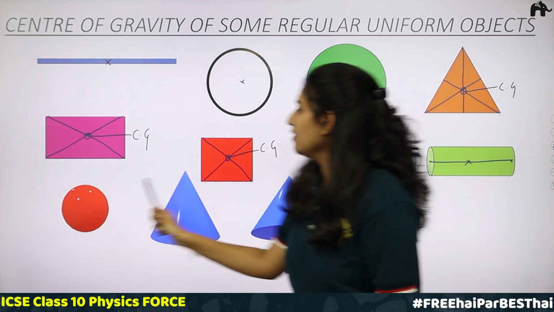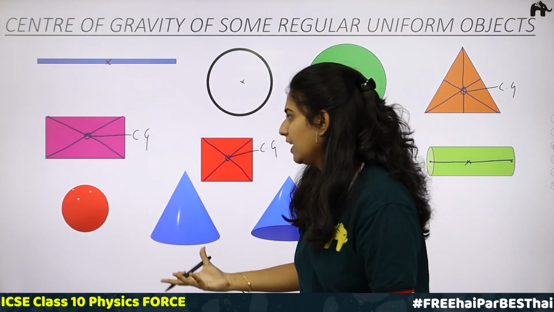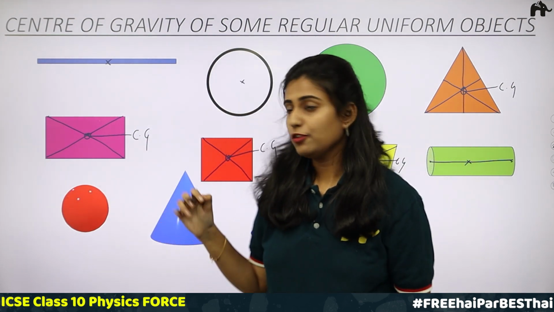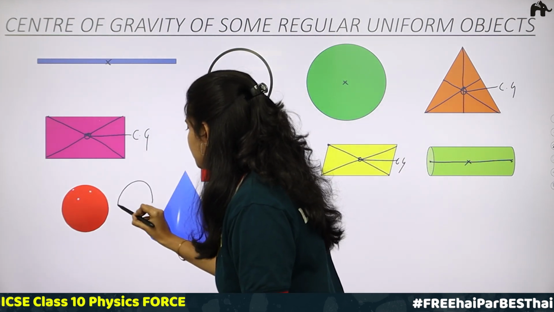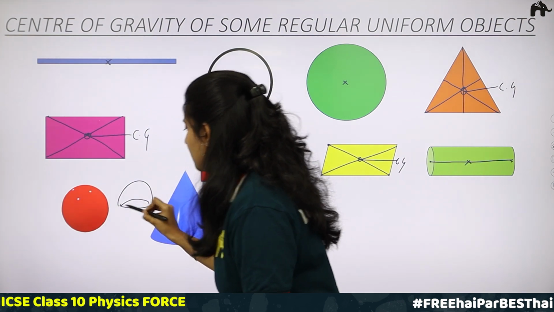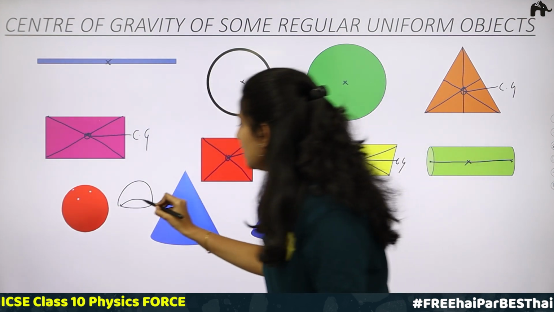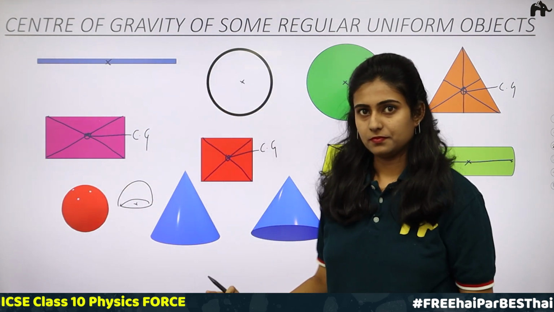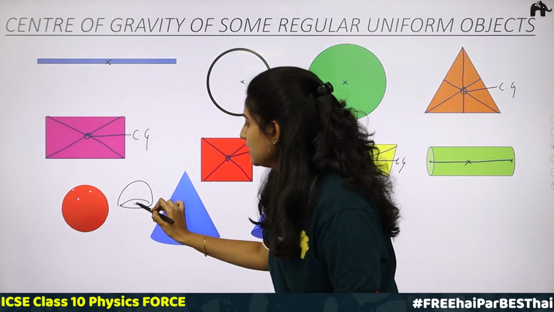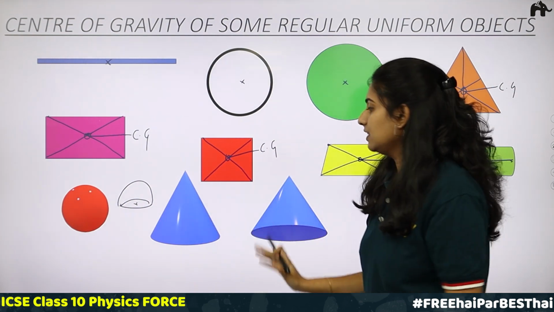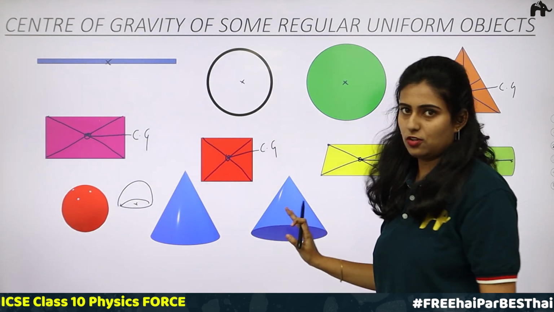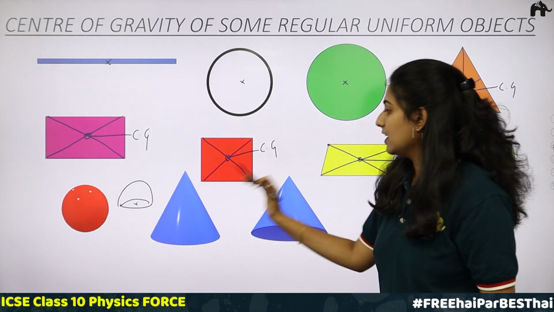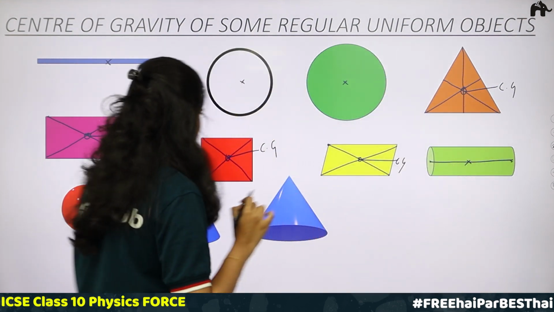Clear? Next, when you have a sphere, in the case of a sphere again, you have to find the center of the sphere. If you cut the sphere into half, you will be getting hemispheres. Okay, this hemisphere base will be having a center. This center is the center in the case of a sphere. Okay, the center of gravity for a sphere is this center. Next, we have the case of solid cone and hollow cone. Hollow cone means it is an open cone. In the case of a solid cone, we can find the center of gravity.